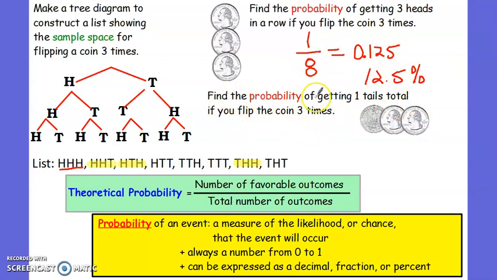Well, we'll find the probability of getting 1 tails total if you flip the coin 3 times. Notice I've got it highlighted for you here already. Again, the 3 different scenarios, we could have had tails last, or second, or first. Basically, there are 3 ways out of the 8 ways that can happen. So 3/8 would be our theoretical probability. Again, what do you want to have happen versus what could happen?